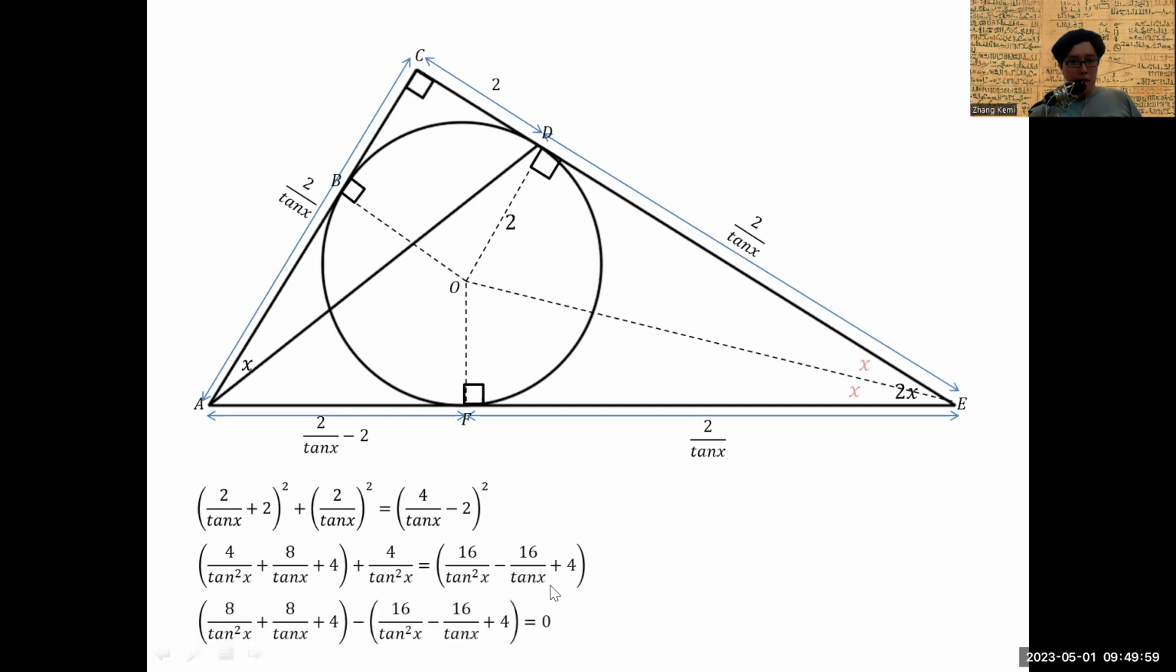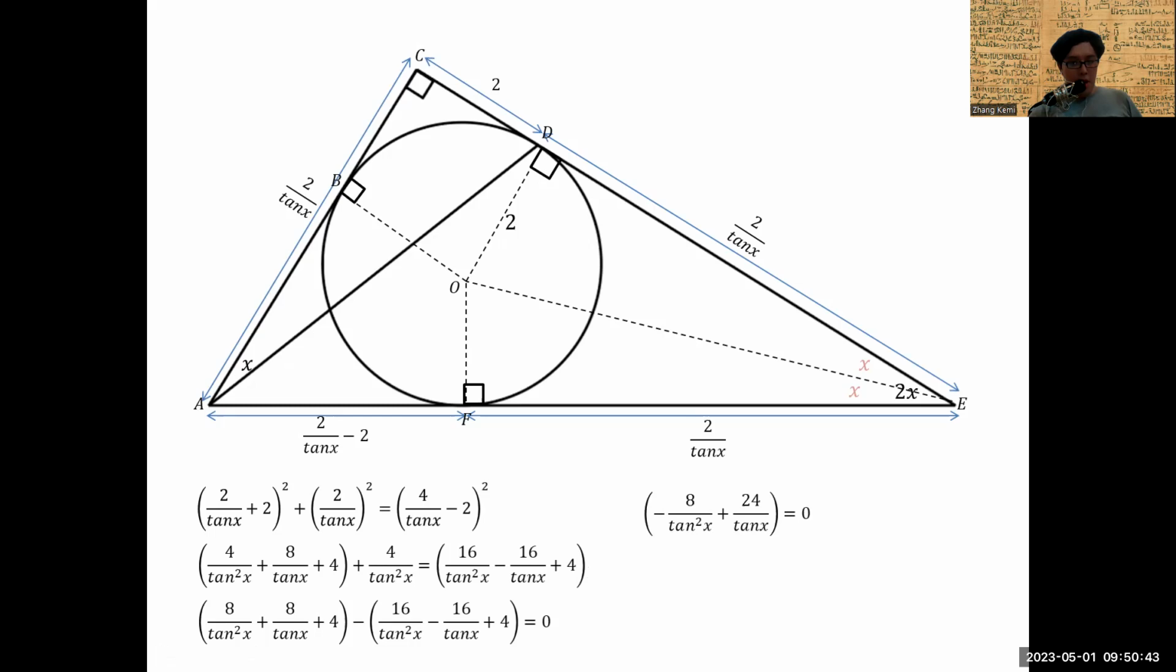Very quickly, now we can see that we can just combine similar terms. We can see 4 cotangent square x and 4 cotangent square x. I sum them up, I get 8 cotangent square x. Next, I have 8 cotangent x, and 4 is 4. All those on the right-hand side, I'm basically going to subtract these entire expressions on both sides of the equation. So I will have minus 16 cotangent square x minus 16 cotangent x plus 4 equals 0. Basically, I just subtract this entire chunk on both sides of the equation.